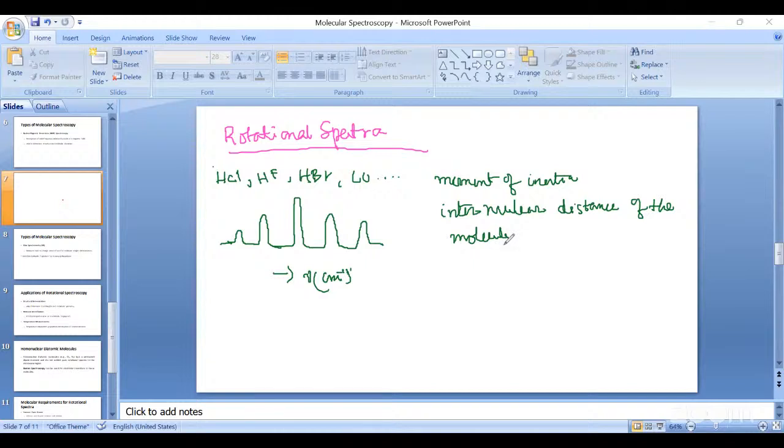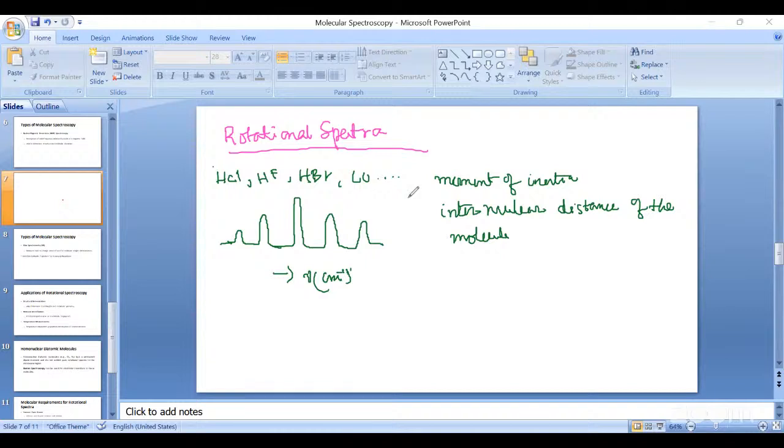For homonuclear molecules, which do not give rotational spectra, the moment of inertia and the internuclear distance can be found from the rotational fine structure of the electronic bands and from the rotational Raman spectra. So if you want to find the moment of inertia and the internuclear distance of homonuclear molecules, you have to go for rotational Raman spectra. These are some features of the rotational spectra.